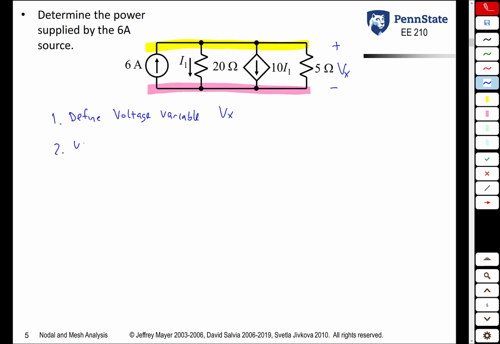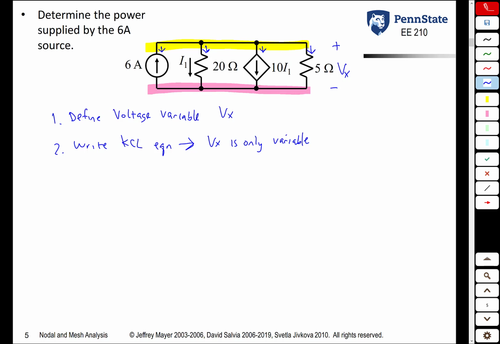Second step now is we write a single KCL equation. And when we write that, V sub x is the only variable allowed. The idea here is we don't want to introduce new variables. We can choose either the yellow node or the pink node to write the KCL equation. I will use the top node, the yellow node. So basically I'm saying that this current plus that current plus that current plus that current has to equal 0.